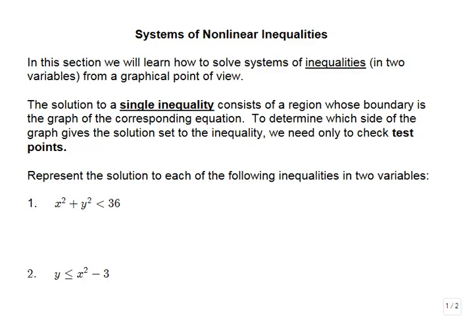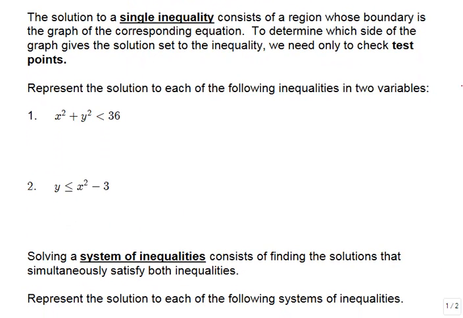points. So we're going to start with trying to represent the solution to each of the following inequalities in two variables. Let's start with x squared plus y squared less than 36. Now the first thing you want to do in a case like this is graph the boundary. And to do that, just consider this as an equation. So ignore the inequality, put in an equal sign, and graph what that curve would look like.